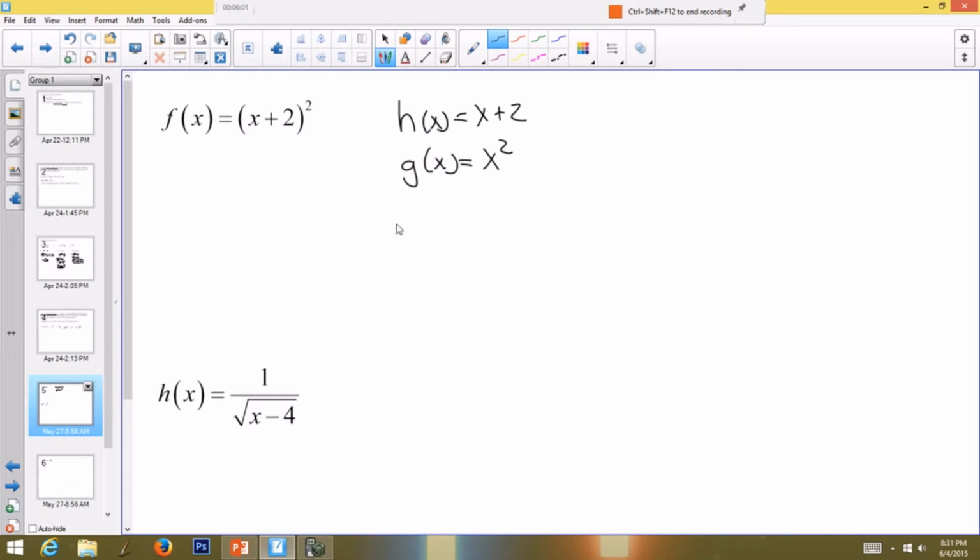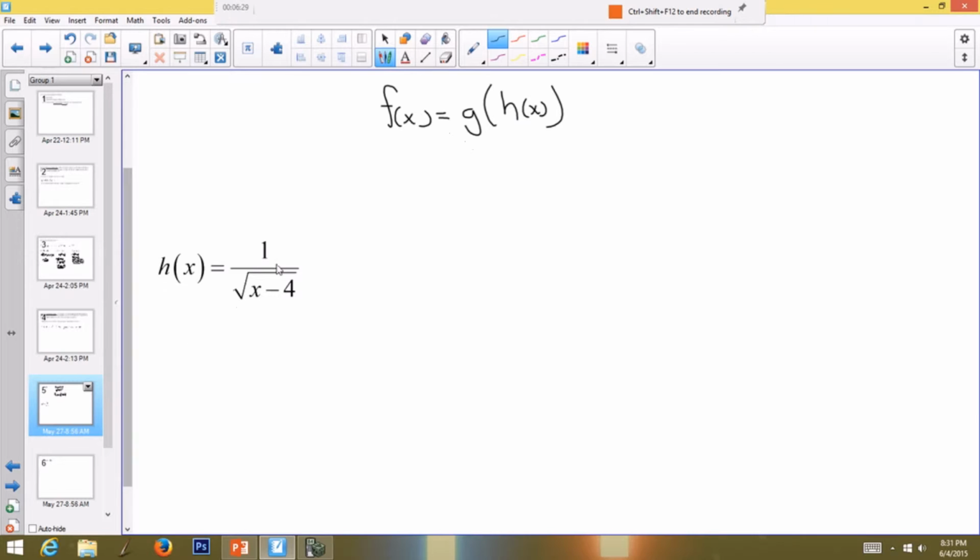So I can say that f of x is equal to, now remember, if I were to plug in a number, the first thing that I would do is this x plus 2. So that's my inner function. So that's going to go on the inside of that composition. So if I were writing it, I would say g is the outer function. It's what I do second. So it's g of h of x, and that is going to be my composition f.